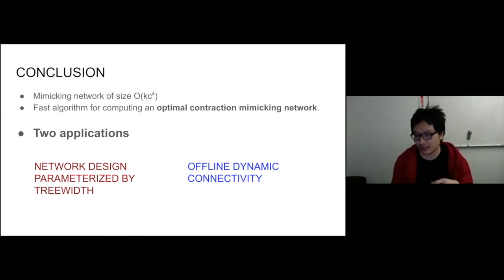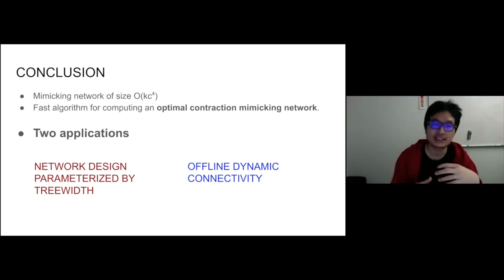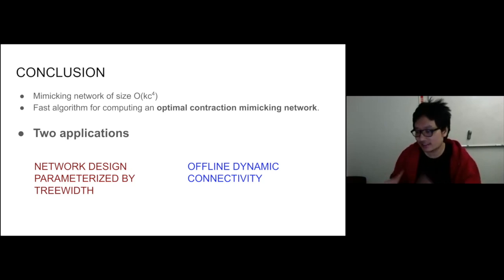I think the obvious lower bound is k times c, but we don't know. So there is still some gap between k times c to the 4 and k times c. And we also show that there is a near linear time algorithm to compute any optimal contraction mimicking network. So whenever someone shows later that there exists a better contraction mimicking network with any kind of non-constructive proof, our algorithm will give the mimicking network of that size in near linear time.